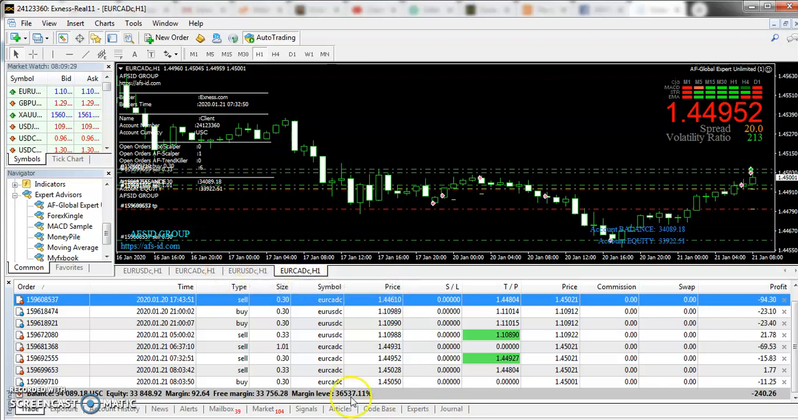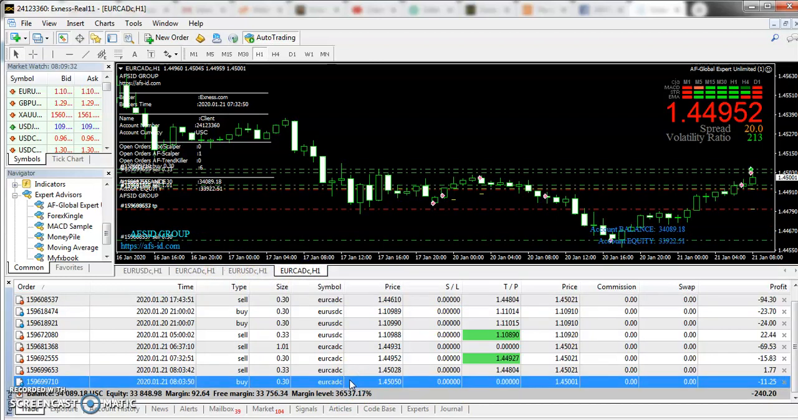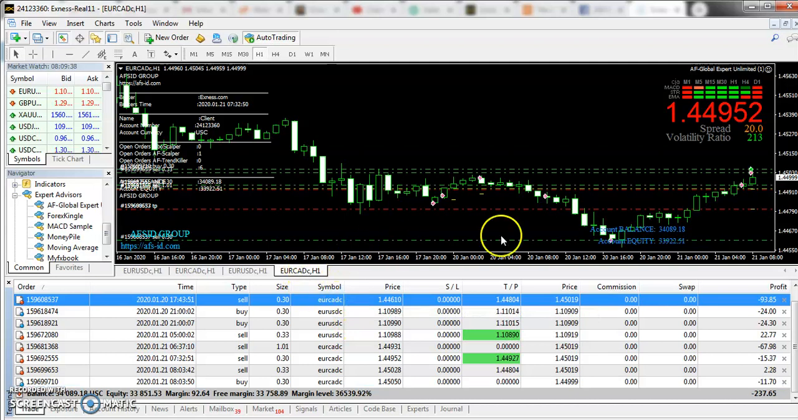Now for example, look at this trade. Look at the one that I want to talk about, EURCAD. Yes, look at this trade. A sell position was taken at the lower boundary, at the lower ratios here, but what happened? The market has gone up.